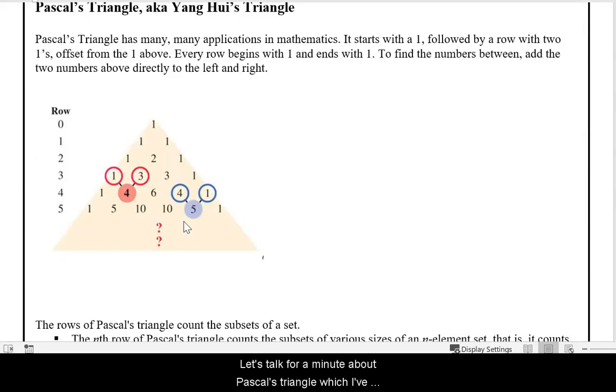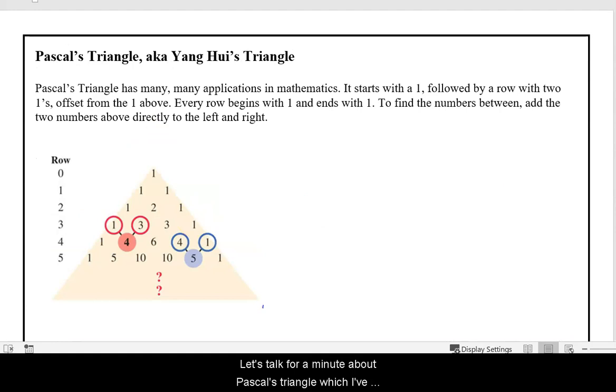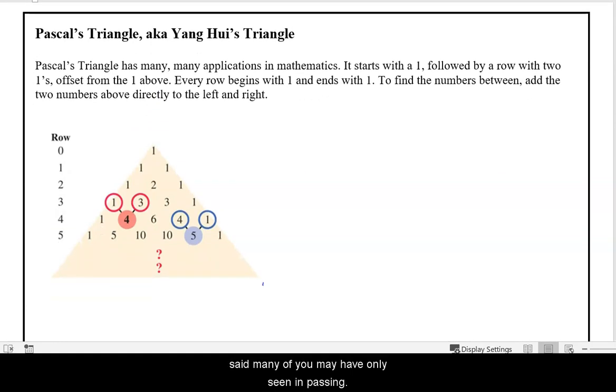Let's talk for a minute about Pascal's triangle, which I've said many of you may have only seen in passing. Keep in mind that while we give Pascal the credit for it as a French mathematician, since he did a lot of the early work for statistics and probability, mostly because he liked to gamble and wanted to know the odds of whether or not he would win, it actually was discovered centuries before in China. It is also called Yang Hui's triangle. It has many, many applications in mathematics. This is just one of them.